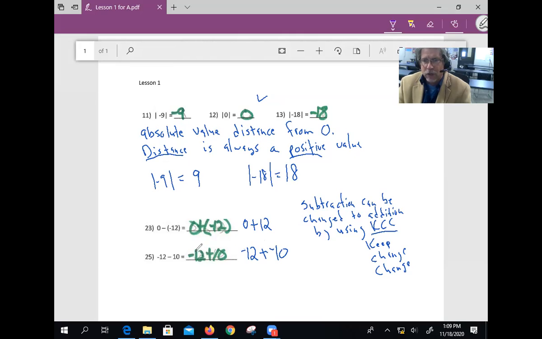But this is not correct. That is not the same thing as -12 take away 10. So watch out. If you rewrite a subtraction problem, make sure you rewrite it correctly by keeping and changing and changing. So again, I keep the -12. Subtraction has to change to addition, and the 10 has to turn into a -10. That's the way that would work.